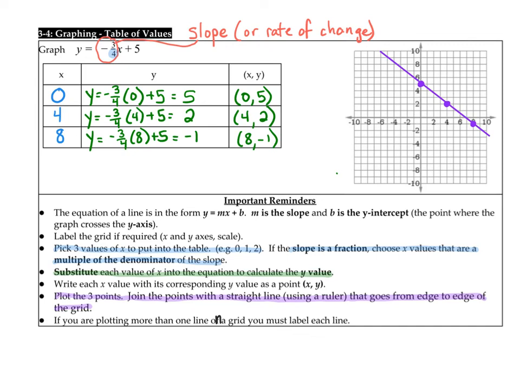So that is just the first way to graph a direct or a partial variation that is not a word problem, and that is using a table of values. Very similar to the table of values that you used when you graphed direct and partial variations when they were word problems.